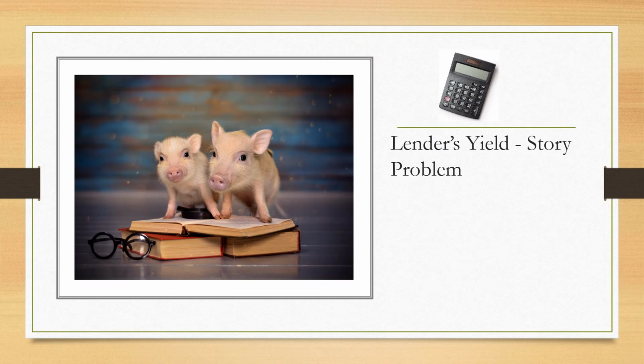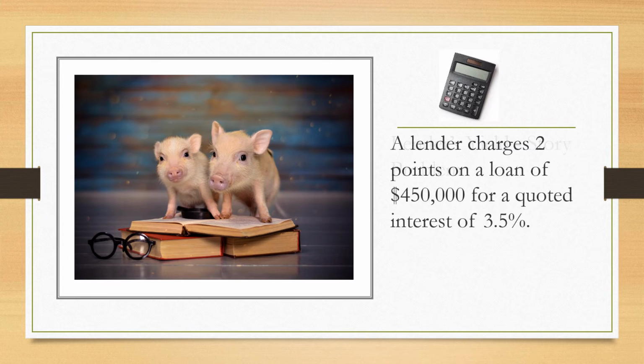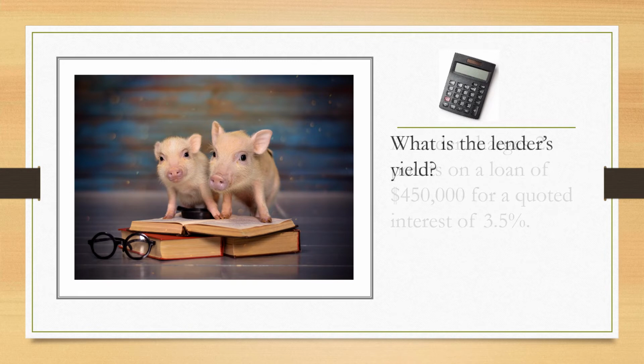Lender's yield story problem. A lender charges 2 points on a loan of $450,000 for a quoted interest of 3.5%. What is the lender's yield?